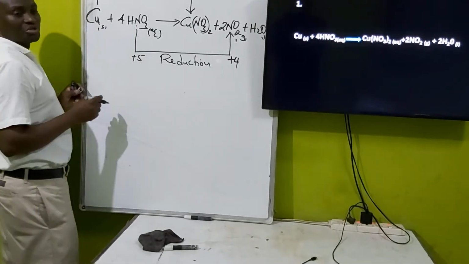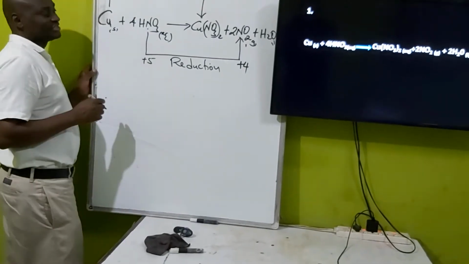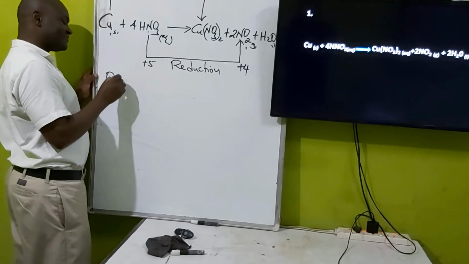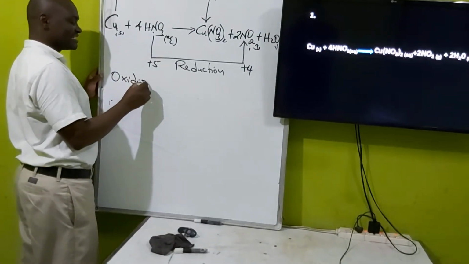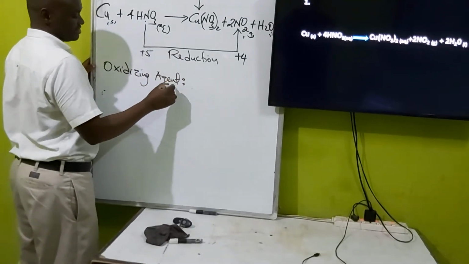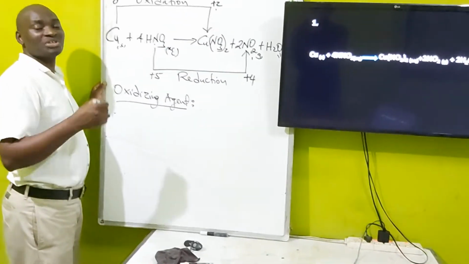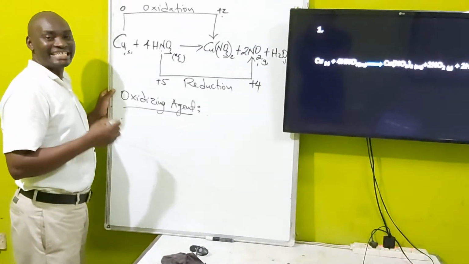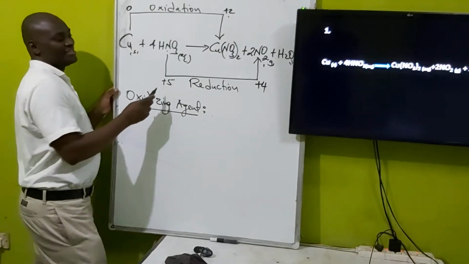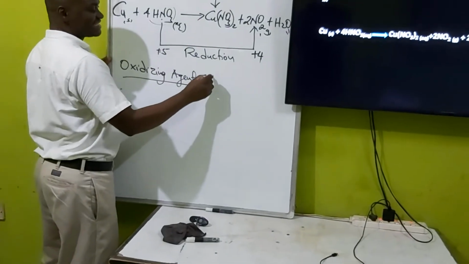So we have shown the oxidizing and reduction process. Now let's identify oxidizing agents. What is an oxidizing agent? A substance whose oxidation number decreases. This one is the one which has decreased. So the oxidizing agent is nitric 5 acid.